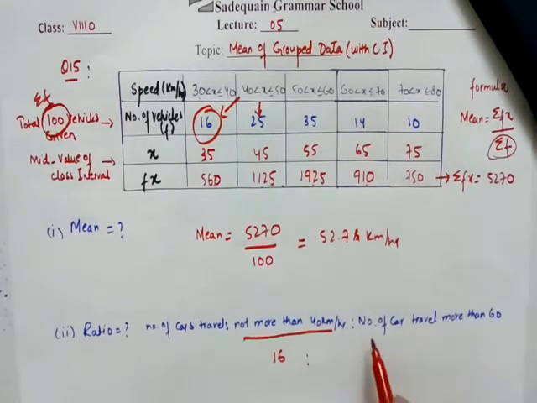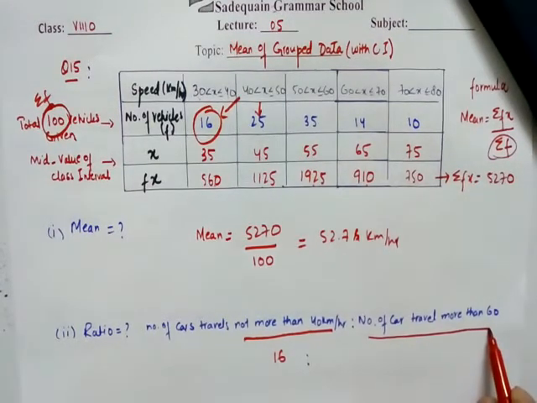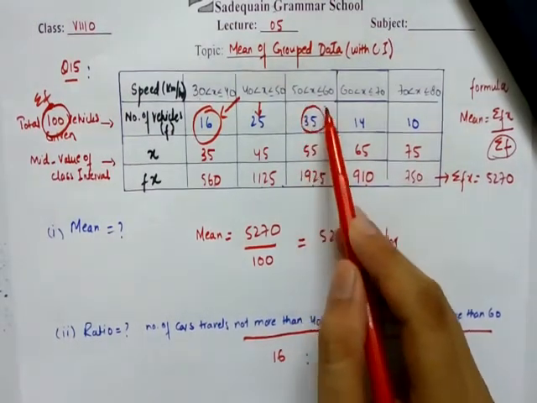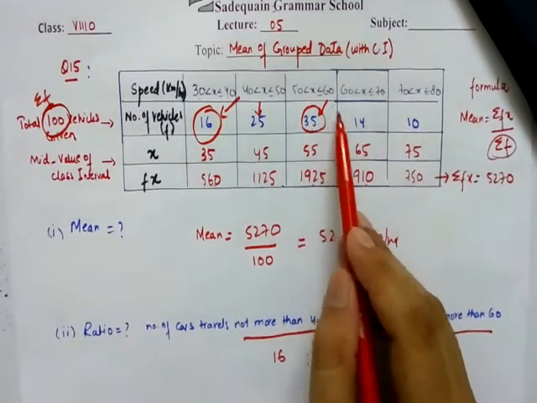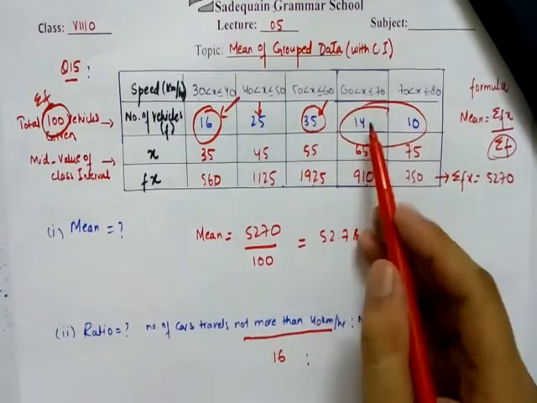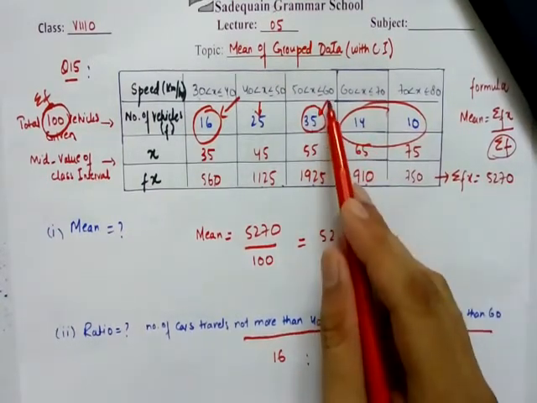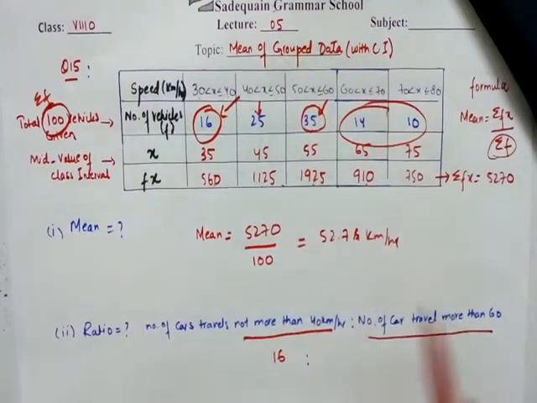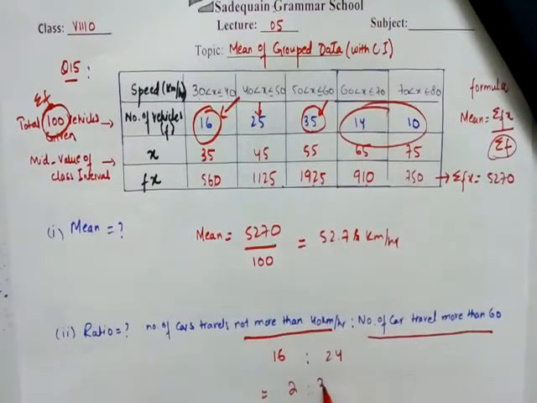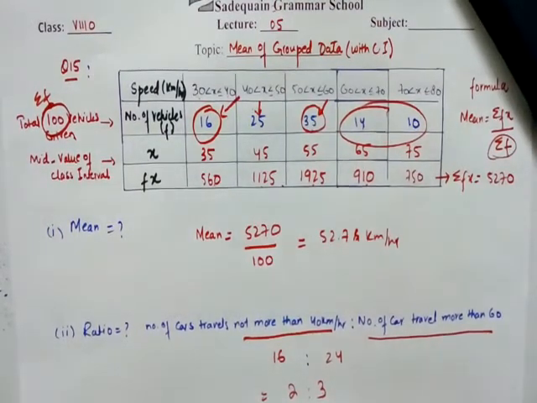in the ratio sign. Number of cars traveling more than 60. Actually this was the range, more than 60. That range suggests 60 or more than 60. So definitely this whole part on the right hand side tells us the vehicles that were traveling at a speed of more than 60. So such vehicles are 14 plus 10, that is 24. After simplifying, our final answer would be 2:3. So I hope you understand this question, and it's a bit simple one.